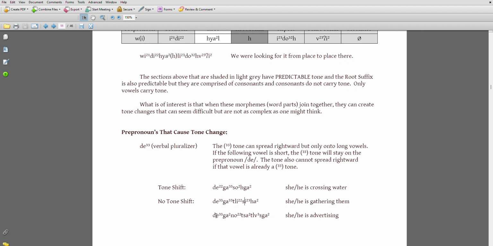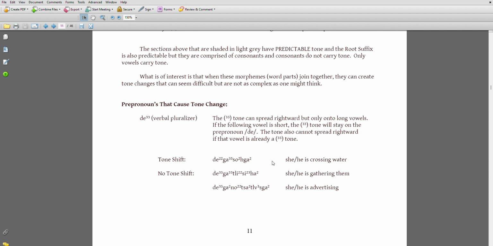Okay? And here, de ga no za. Here, the pronoun is a short vowel. So de cannot spread onto a short vowel because it has to be of equal length. So de ga no za. It just stays on de. De ga no za.